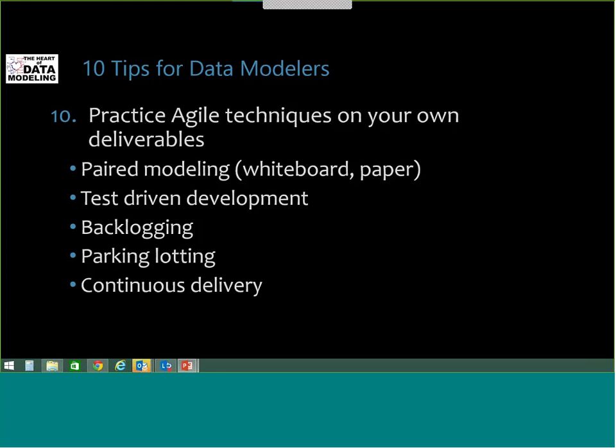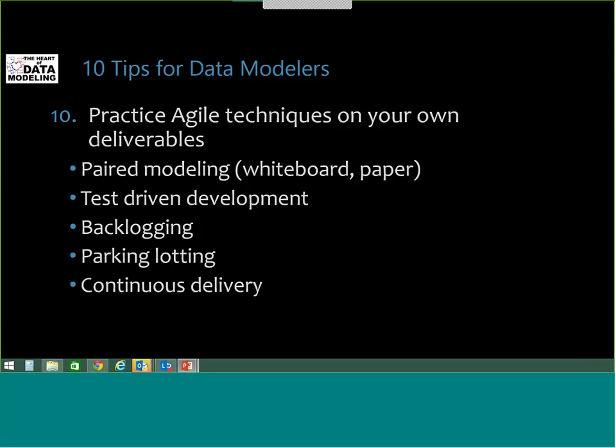Like if we didn't get time to put indexes on anything, we need to make sure that gets put in the backlog. We need to be able to let go of the beautiful things we'd like to do with the data model, like laying them all out perfectly or having no cross lines or having nice graphics on them. Those are all important things, but we need to be able to parking lot them in order to meet the goals of an Agile project.